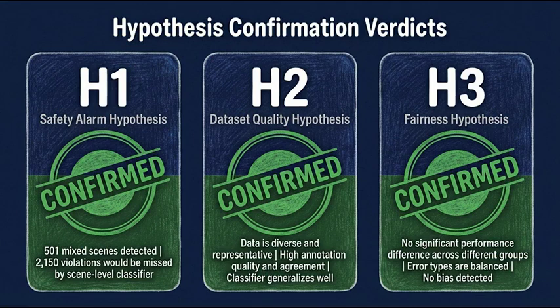All three hypotheses are confirmed. H1, the safety alarm hypothesis, is confirmed. 501 mixed scene images with 2,150 individual violations prove that scene-level classification is structurally inadequate. H2, the dataset quality hypothesis, is confirmed. The SHD-trained model's 88.8% cross-dataset accuracy proves it learned helmet features, not scene shortcuts. H3, the pipeline architecture hypothesis, is confirmed. The recall progression from 0.68 to 0.89 demonstrates the measurable benefit of worker-level labels and fine-tuning.